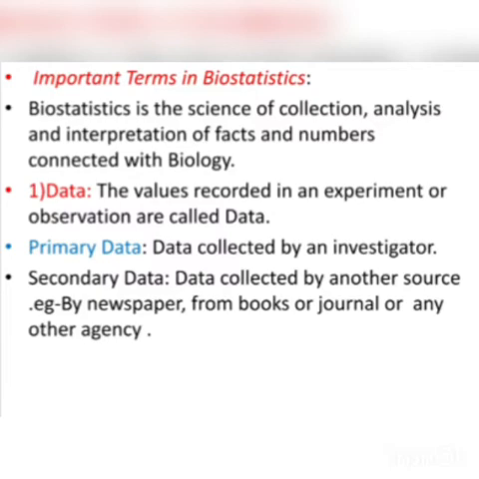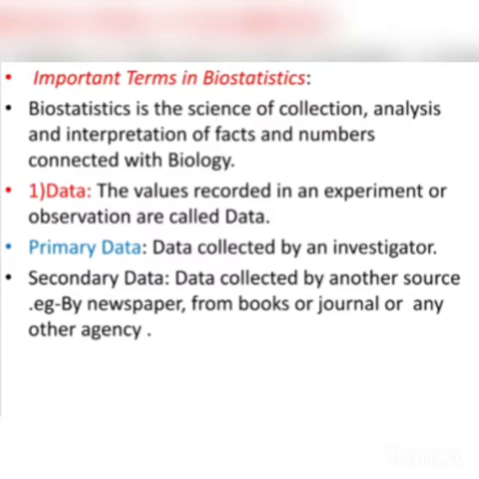If you have a single data, it is also known as data, and if you have a larger number of data, it is also called data. That means for plural and singular, the same term data is used. Okay, then the next point: there are types of data, primary and secondary data. The first type is primary data. The data which is collected by the investigator is known as primary data, and secondary data is the data collected by another source, for example by a newspaper, from books, or any journal or any other agency. If you are collecting data from such sources, then it is known as secondary data.